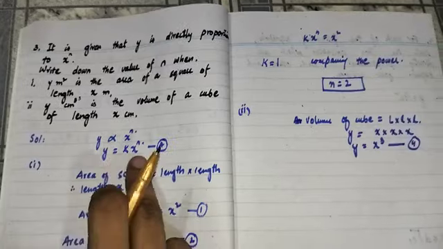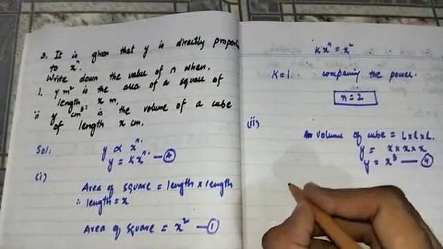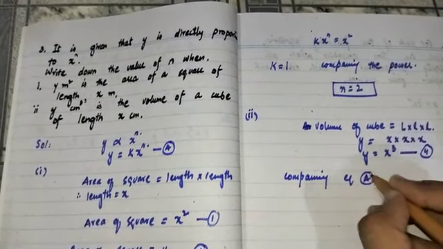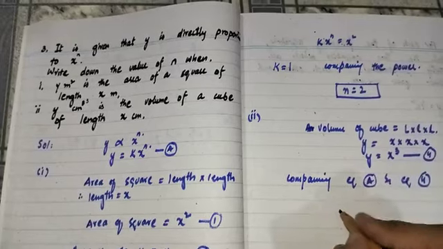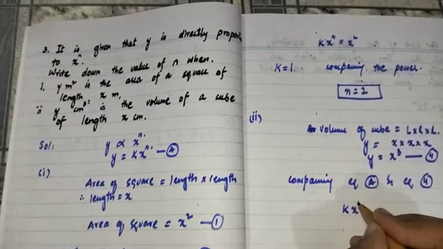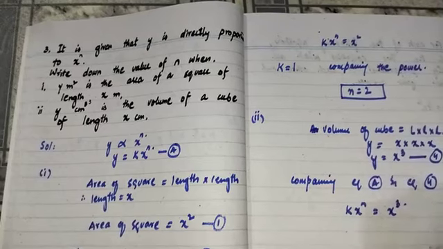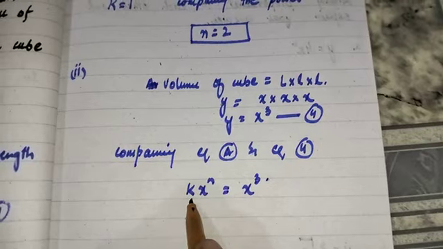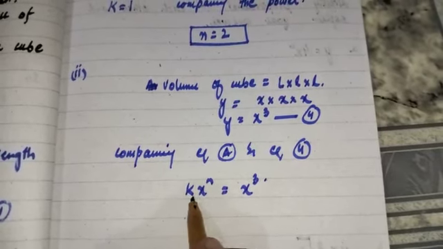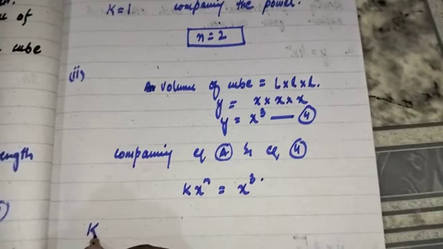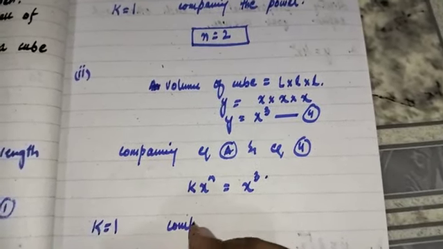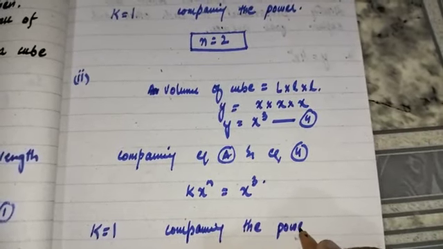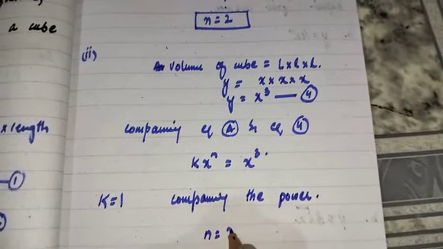And we know that y is equal to k x power n, so comparing equation A and equation 4, k x power n must be equal to x cube. Now here the coefficient is 1, so k is 1, where k is the constant, the coefficient of x power n. So by comparing, k is equal to 1, and both coefficients are the same. When coefficients are the same, their powers are equal, so n is equal to 3.